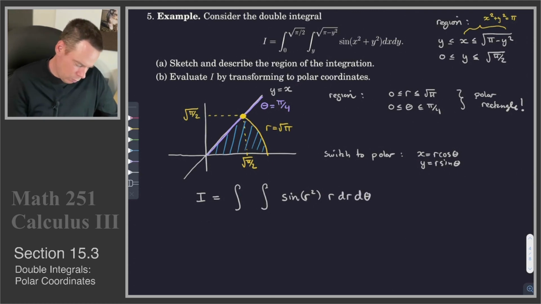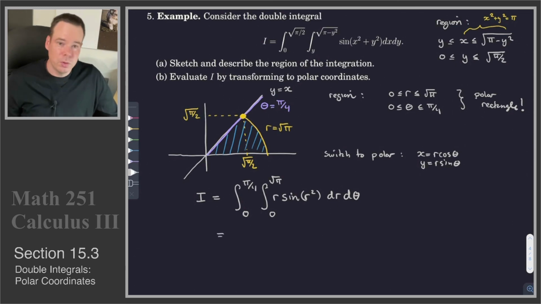And I'm going to move this r out front of the sine. Just shuffle those over, because when I see the r in front of the sine r squared, that immediately suggests substitution rule to do that integral. And what are our limits of r? Limits of integration on r are going to be 0 to root pi, and for theta it's 0 to pi by 4.